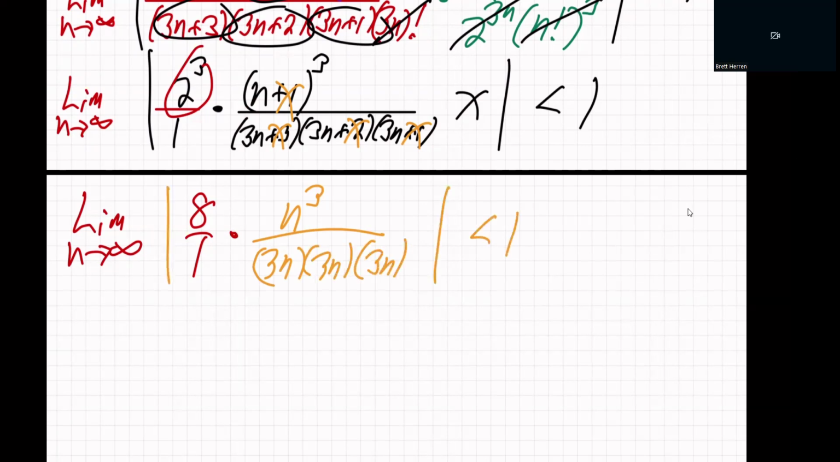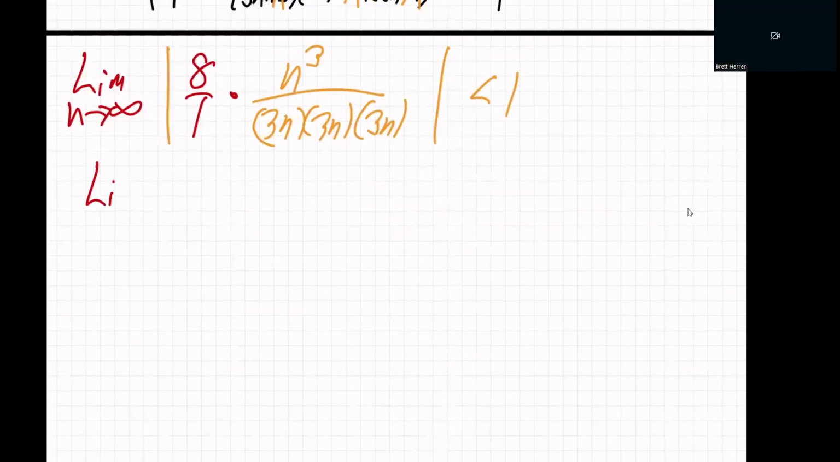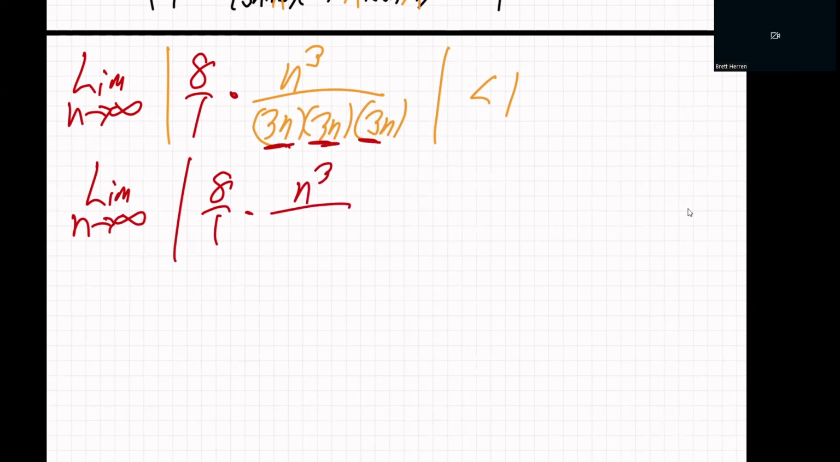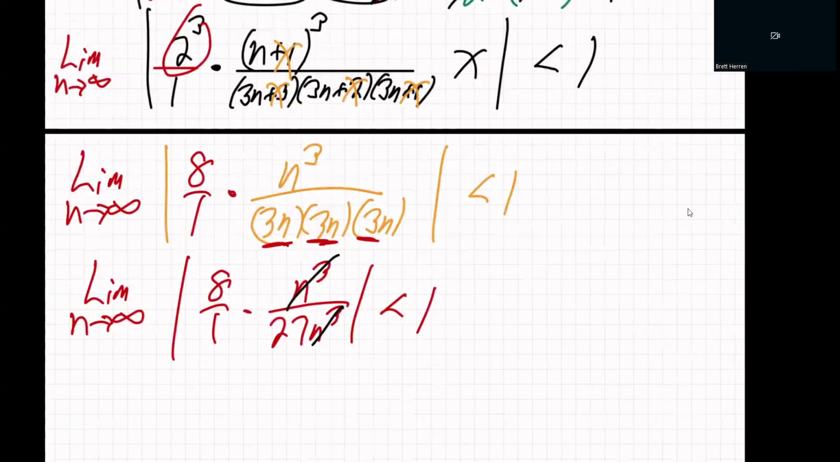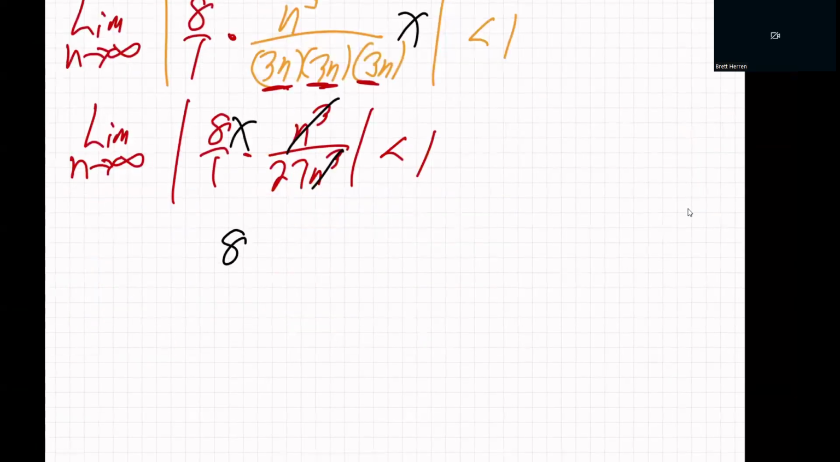Absolute value. Where is it less than 1? We're getting close now. Limit n goes to infinity of 8 over 1 times. Now what's going to happen here? This is n cubed over 3n times 3n times 3n. That's 27 n cubed. Less than 1. Bye-bye. Whoop, almost. Sorry, cancel out that 27. Oh, did I lose my x? Hey, x, where'd you go? Here, I'll just stick him in wherever, right there. So 8 over 27, x. No more limit. I did the limit. It's gone.